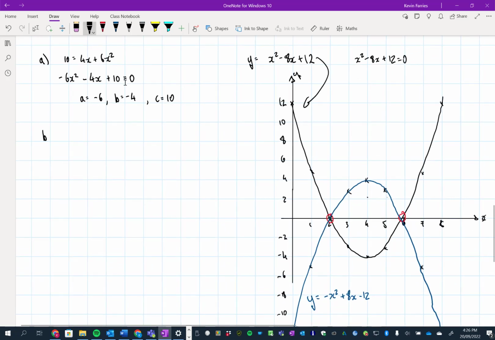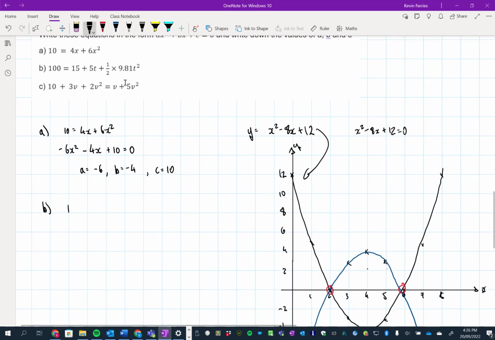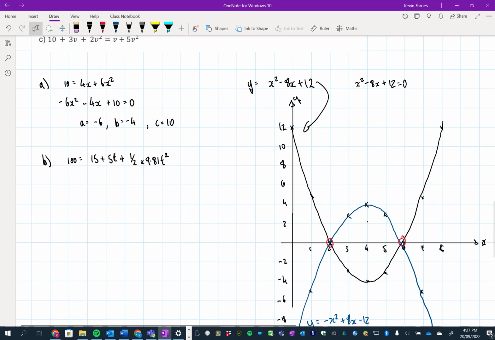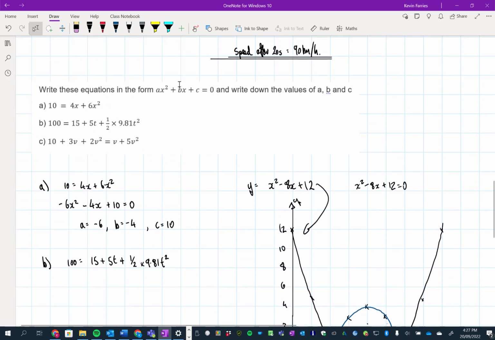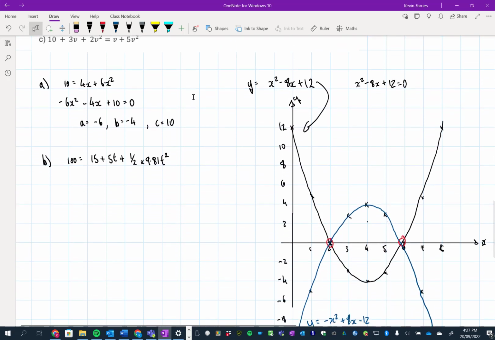Okay, for the second one, we have got 100 is equal to 15 plus 5t. Okay, so our variable this time is t instead of x, but the same stuff applies. Doesn't really matter what that variable is, plus a half times 9.81 t squared. Looks a bit like gravity, eh? So this is a bit like what we are going to find when we're solving these problems. So what I can see is I've got a t squared, so we're going to get this kind of equation, ax squared plus bx plus c, but it's going to have a t in it instead of an x. So let's try and simplify this a little bit first.